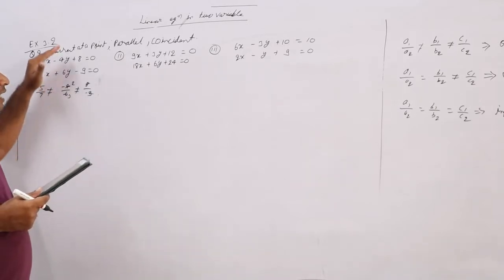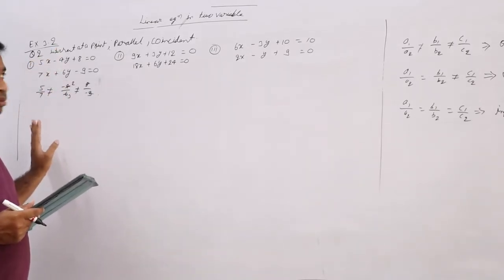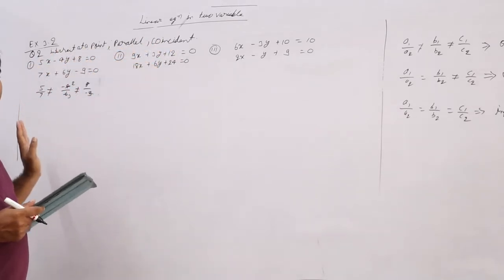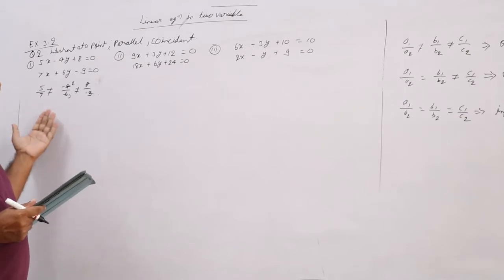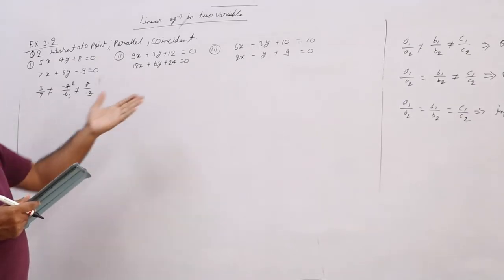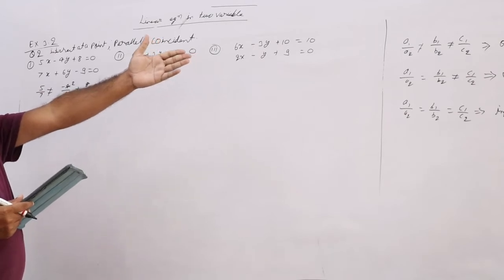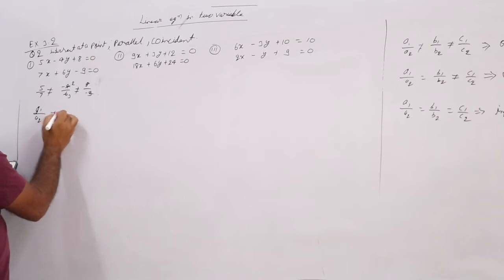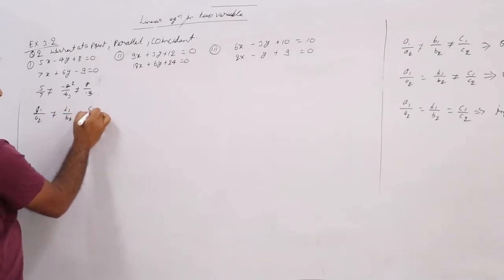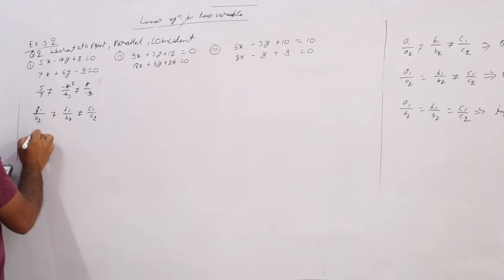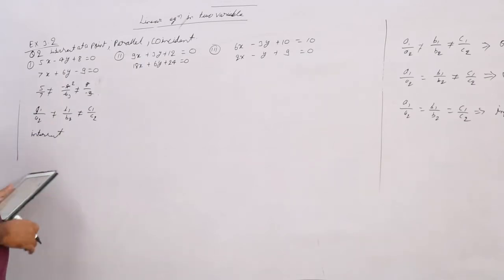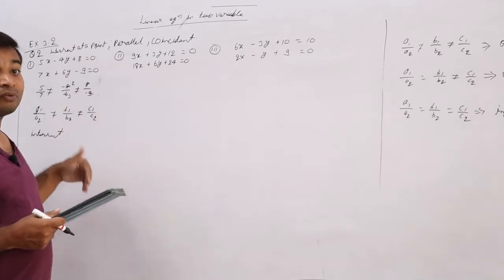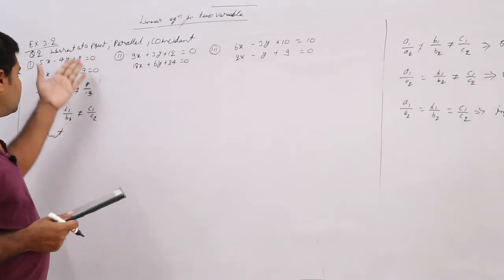But the question is not asking which kind of solution you will get. The question is asking whether the lines intersect at a point, are parallel, or coincident. Which kind of graph will you get? Unique solution: the graph intersects at a point. A1 by A2 is not equal to B1 by B2, not equal to C1 by C2, so the graph will intersect at a point. The question is asking which kind of graph you will get.